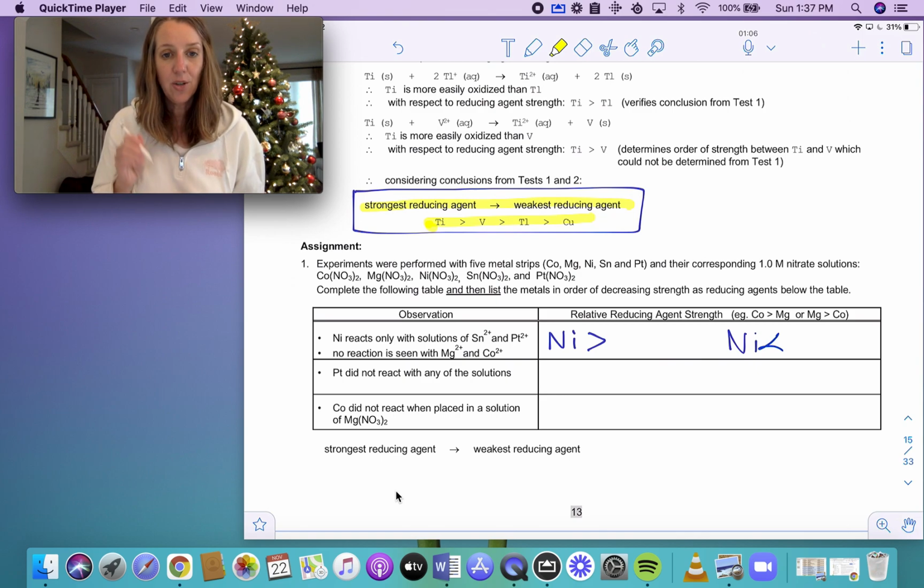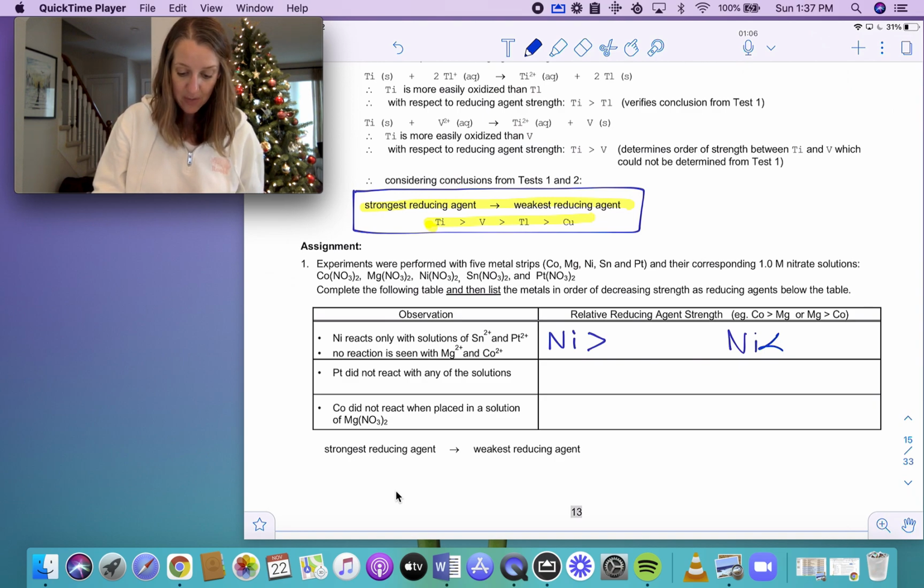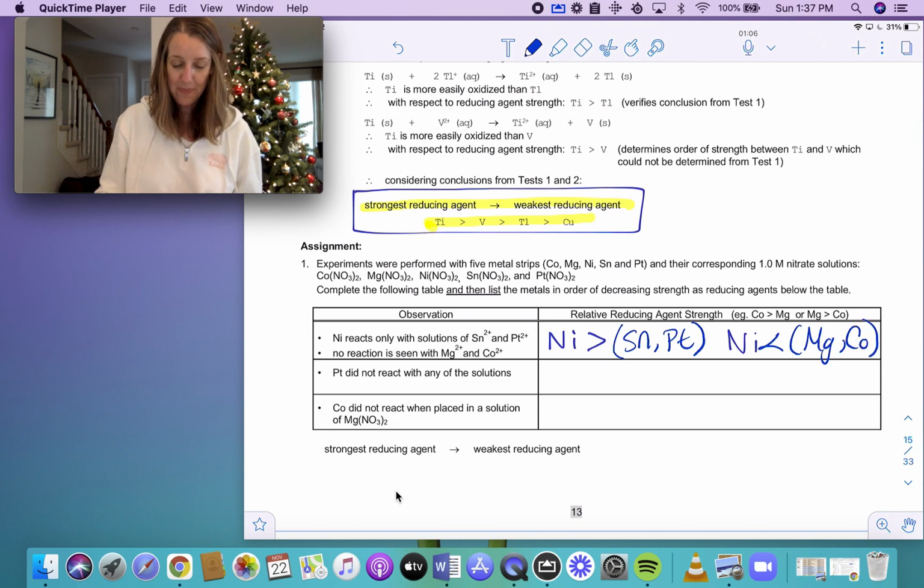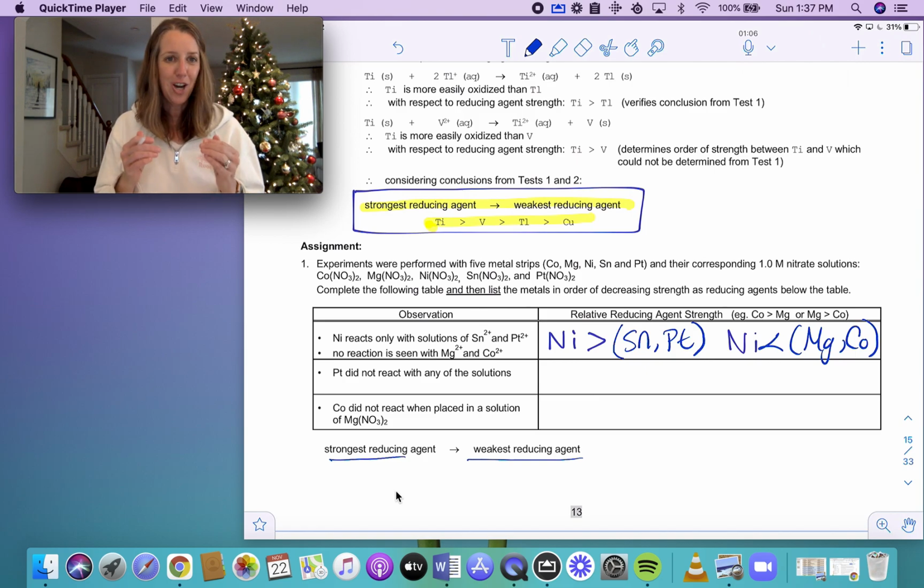So if you see that nickel reacts only with a solution of tin and platinum, no reaction with magnesium and cobalt, how do you compare them? Well, for the first one, you're going to say nickel then is stronger than tin and platinum, but it's less than magnesium and cobalt. Okay, didn't react with any. Keep going down and summarize. Strongest reducing agent, again, is the one that most easily gets oxidized to the weakest reducing agent, and you've got a bit of a continuum.